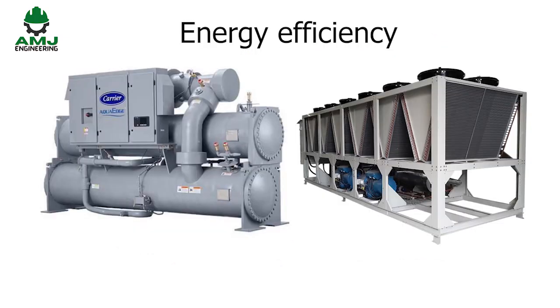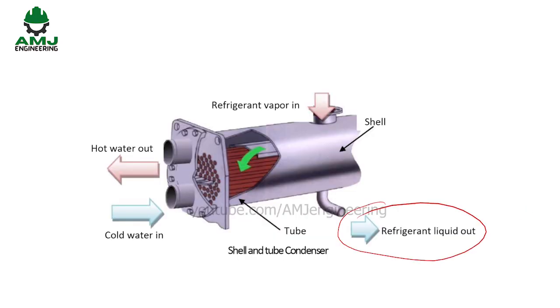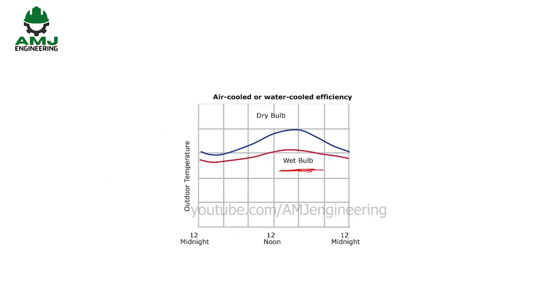In terms of energy efficiency, water-cooled chillers are typically more energy efficient than air-cooled chillers. The refrigerant condensing temperature in an air-cooled chiller is dependent on the ambient dry bulb temperature. On the other hand, the condensing temperature in a water-cooled chiller is dependent on the condenser water temperature, which is dependent on the ambient wet bulb temperature. Since the design wet bulb temperature is often significantly lower than the dry bulb temperature, the refrigerant condensing temperature and pressure in a water-cooled chiller can be lower than in an air-cooled chiller.